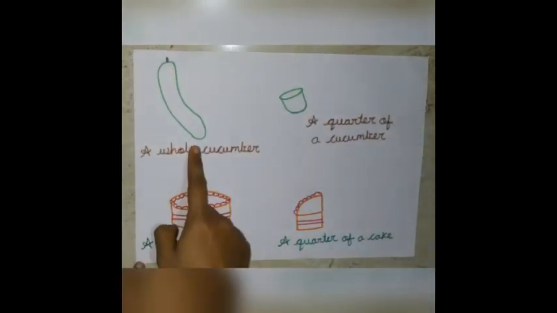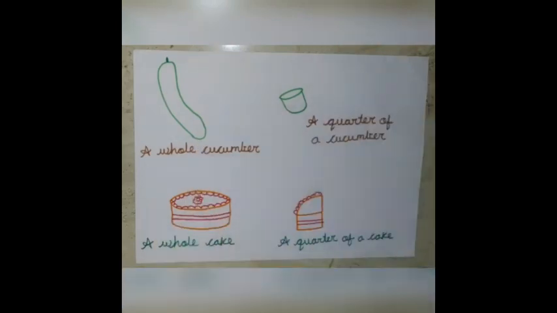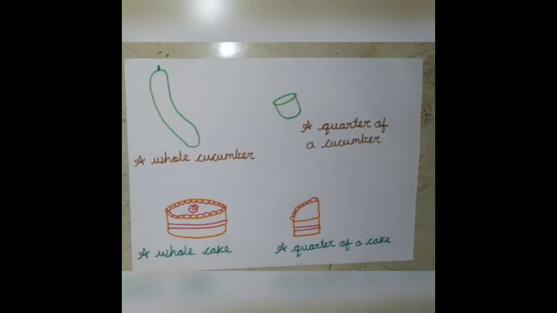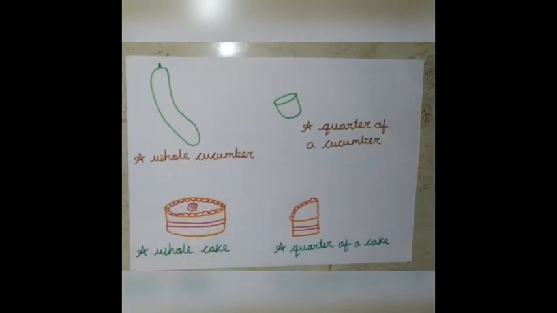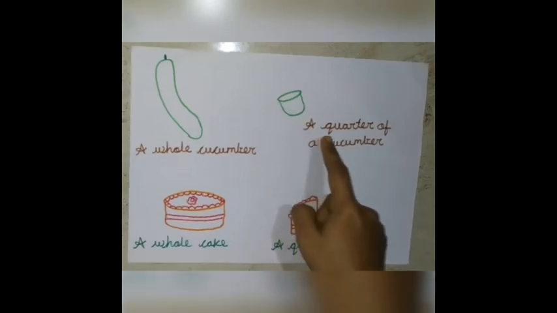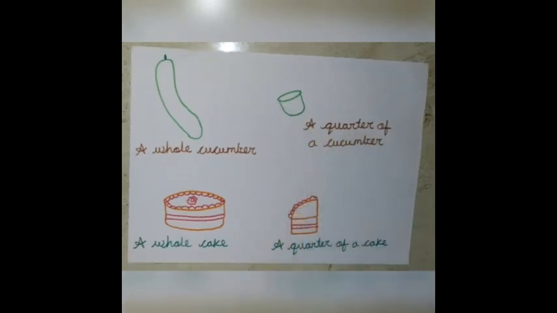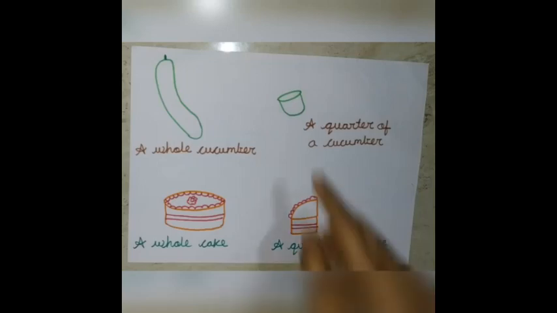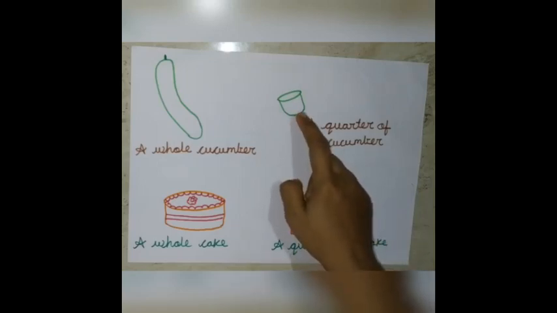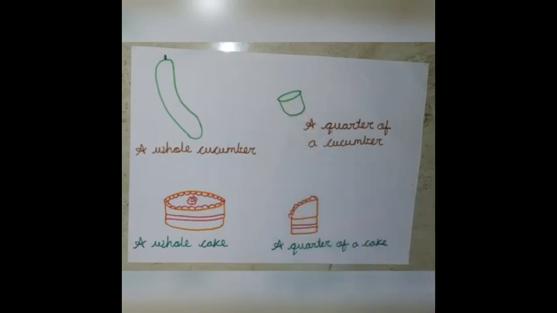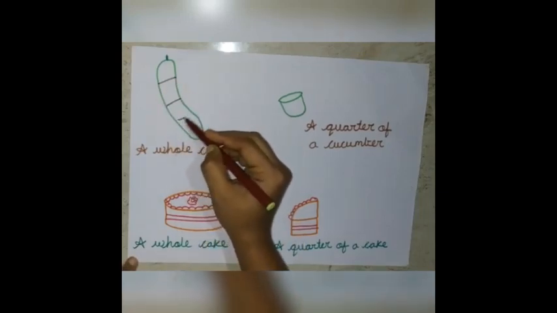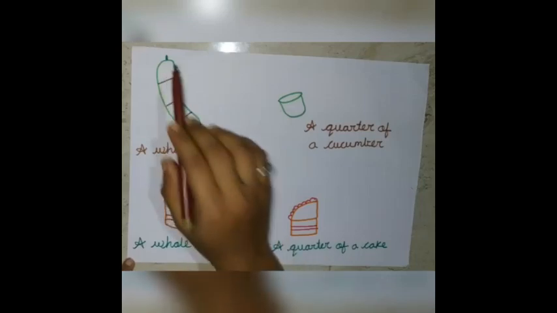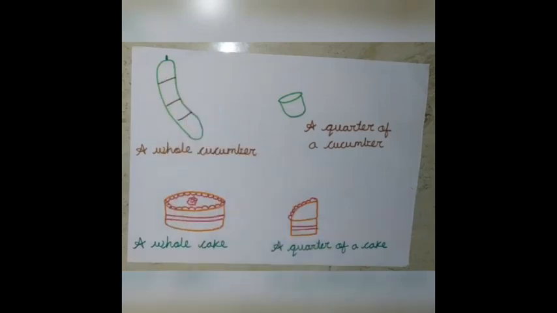This is the picture of a cucumber. Students, this is a whole cucumber. This part is a quarter of a cucumber. Students, ये क्या है? ये cucumber का quarter part है. If I divide this cucumber into 4 equal parts, each part is known as a quarter part.